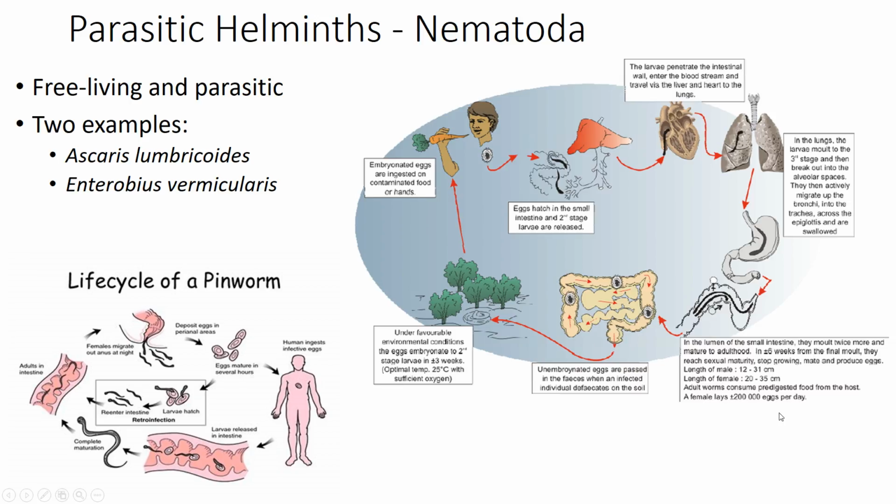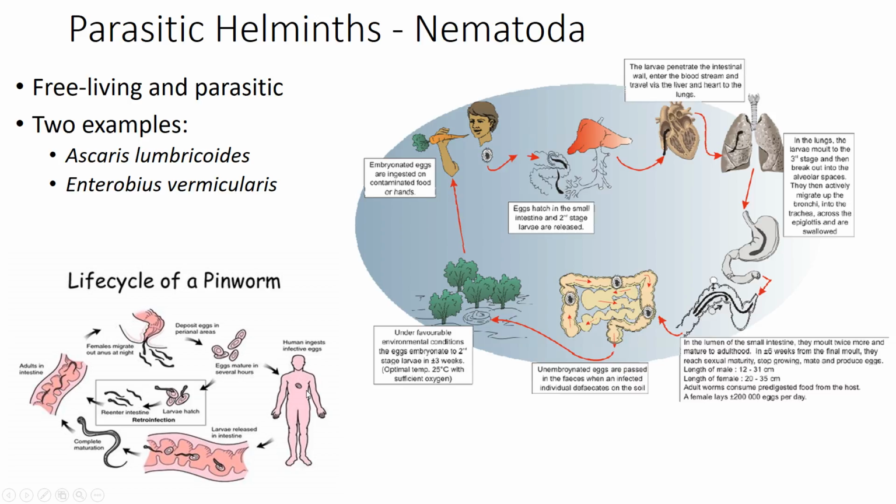The other parasitic helminth nematode that I want to talk about is Enterobius vermicularis. It's this guy right here. Enterobius vermicularis is commonly known as the pinworm. Pinworms love to infect little kids. They can infect adults as well, but kids typically transmit them a lot faster than adults do.